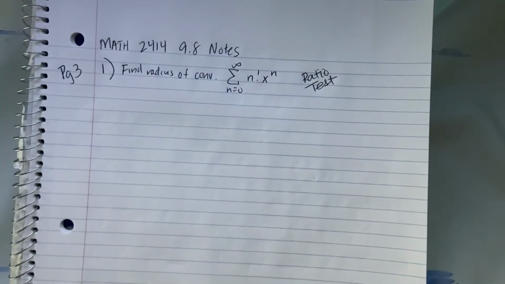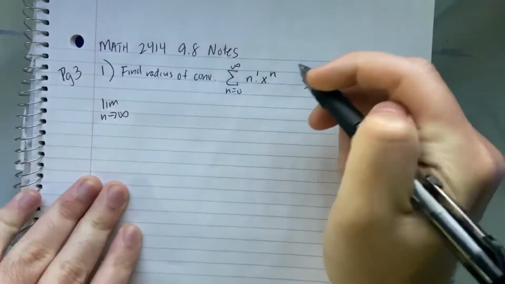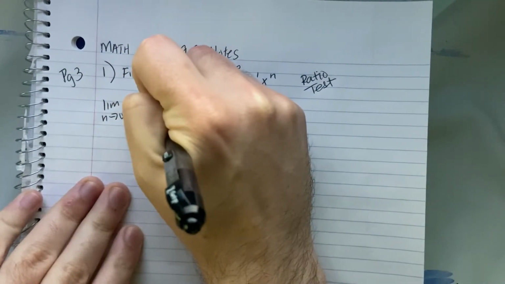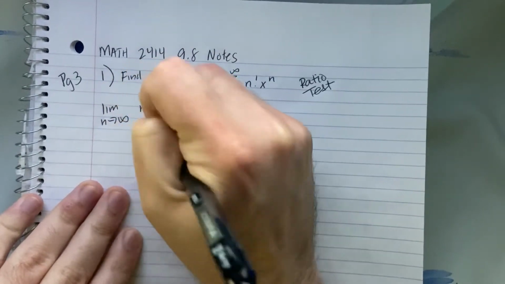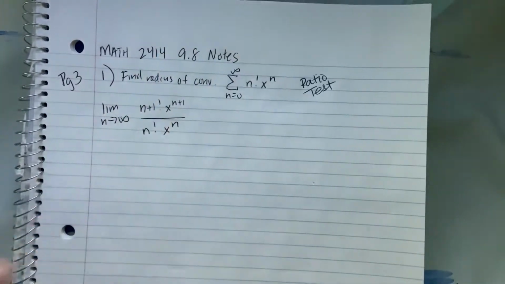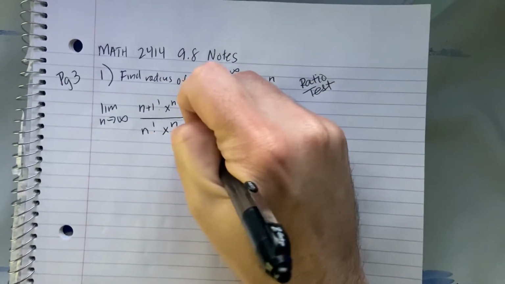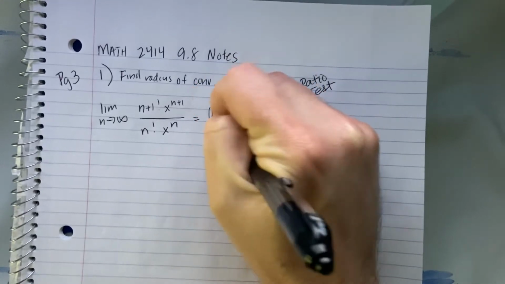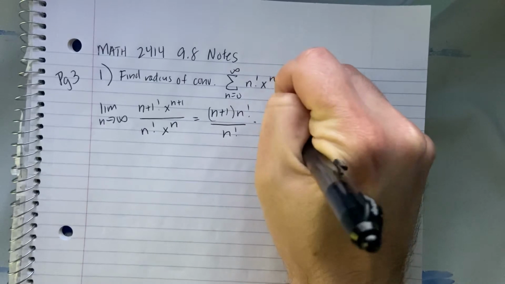really well. So I really need the limit as n goes to infinity of the n plus 1 term, so that's n plus 1 factorial times x to the n plus 1 divided by the n term, which is n factorial x to the n. This is a very basic problem, but to demonstrate how this works, it's good. Remember that n plus 1 factorial is n plus 1 times n factorial. Also, x to the n plus 1 is x times x to the n.